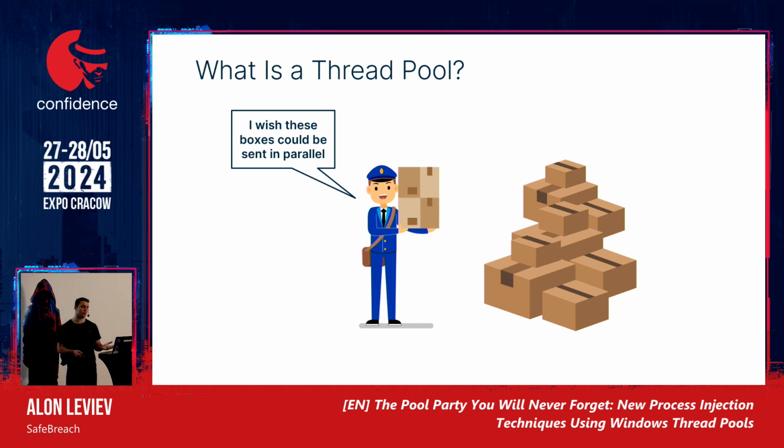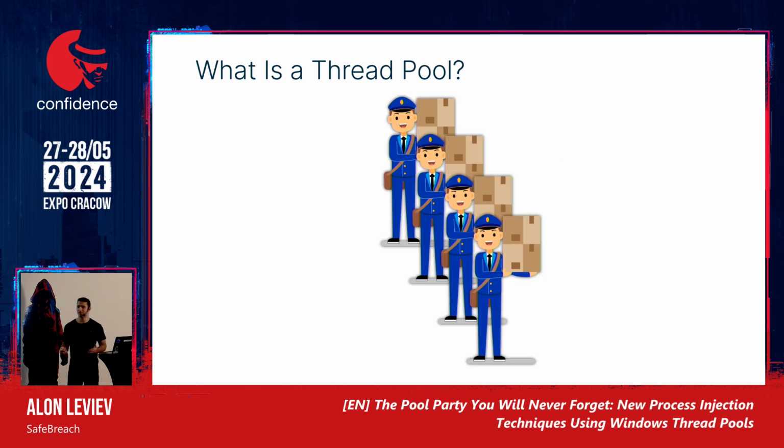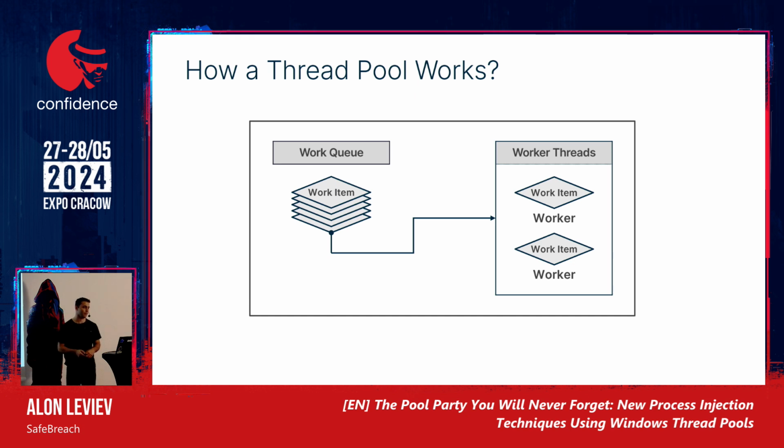Imagine that you have a pile of boxes that needs to be mailed, and mailing each box individually can take a lot of time and effort. But what if you could send boxes in parallel? So to speed things up, you decide to create a team of deliverymen, and the team of deliverymen are responsible for taking boxes from the pile of boxes and delivering them. In the world of computers, this parallelism is what we call a thread pool.